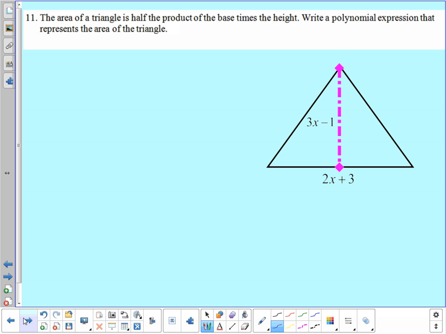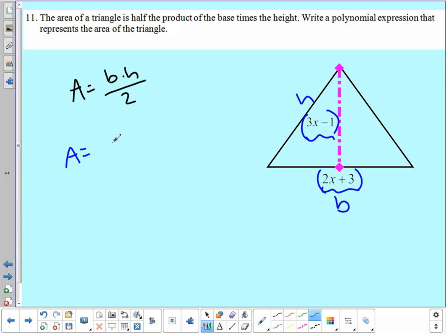All right, let's talk about the last question. In number 11, it says the area of a triangle is half the product of the base and the height. Write a polynomial expression that represents the area of the triangle pictured below. So, area of a triangle is base times height divided by 2. We want to write an expression for the area of this triangle specifically. So if I take this as the base, and this as my height, and plug them in, here's what it looks like.